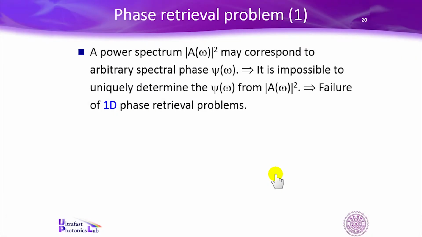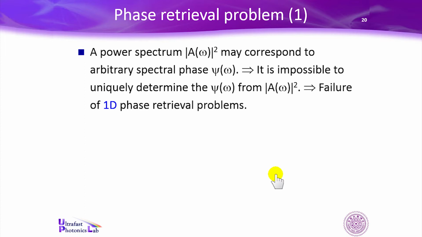Okay, now I try to give you a mathematical interpretation of the core meaning of the FROG measurement. Say we have a power spectrum, but it can correspond to arbitrary spectral phase, right? There is no limit on your spectral phase. So essentially, it is impossible to uniquely determine the spectral phase from your power spectrum. Correct? Okay? So it's the failure of one-dimensional phase retrieval problems.